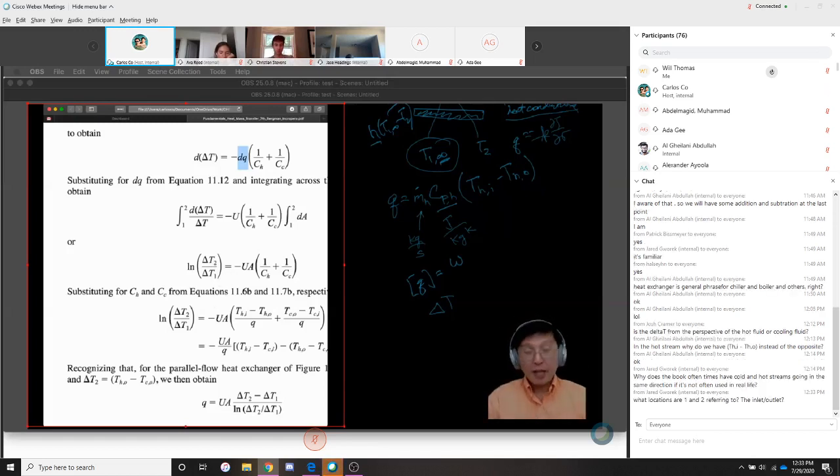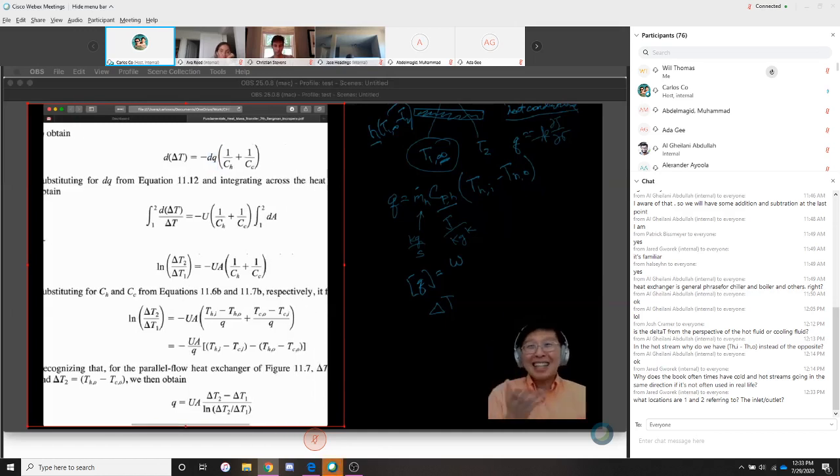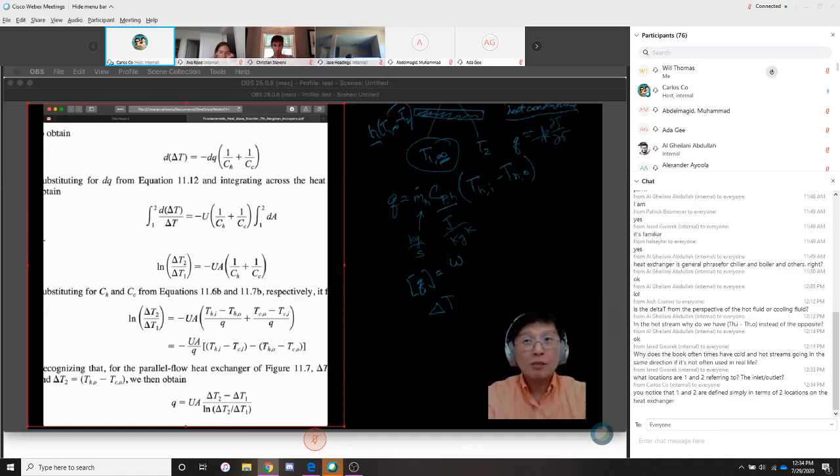Now, you notice at this point here, if you look at this equation there, see, that's the interesting thing. What happens is, you notice that 1 and 2 are defined simply in terms of two locations on the heat exchanger.